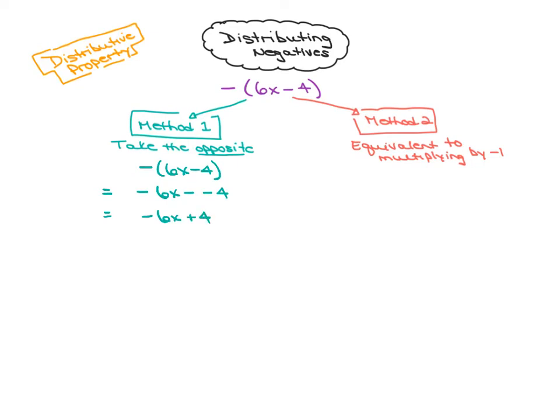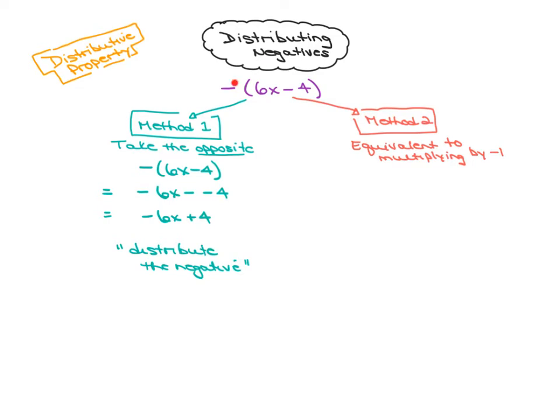Another way you might hear somebody talking about this method is they might say distribute the negative. And that negative is just telling us take the opposite of each of those terms in there. All right, let's now look at method 2.